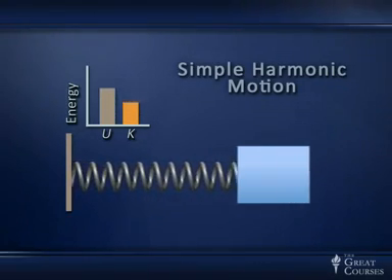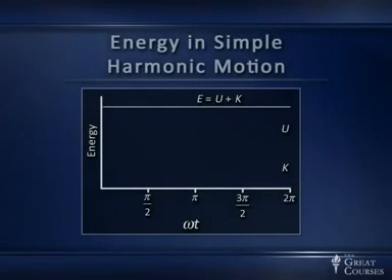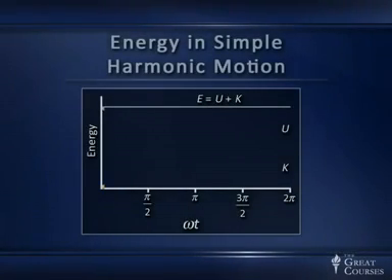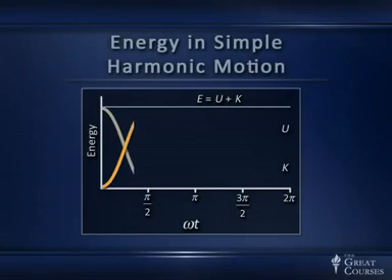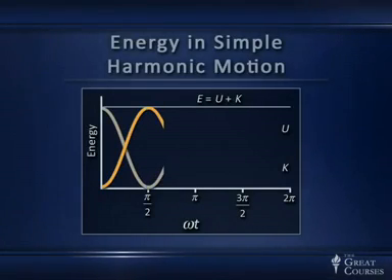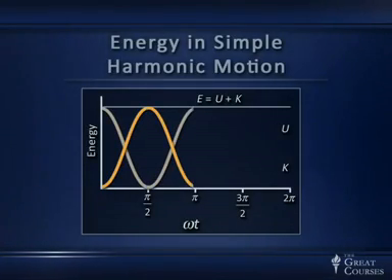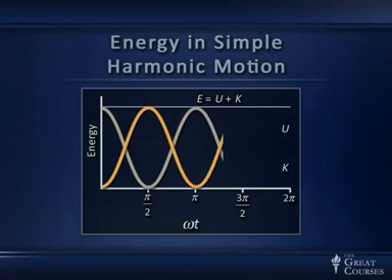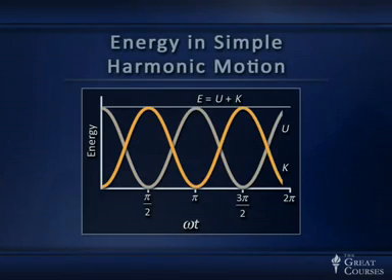If we were to plot a graph as a function of time of kinetic energy and potential energy, each of them would be a sinusoidal graph, and that's because each of them goes like the square of either the position in the case of the potential energy or the velocity in the case of the kinetic energy, and the square of a sinusoidal function is itself sinusoidal.